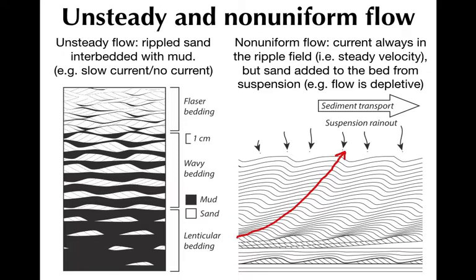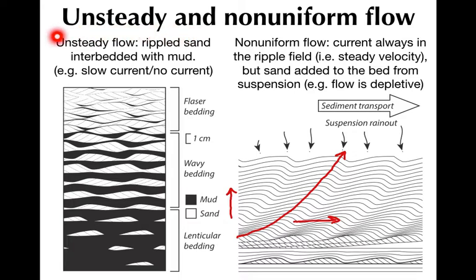The angle of climb is related to the rate at which the bed grows in height versus the rate at which the ripples migrate downstream. So this is a typical feature of non-uniform flow where the flow is depletive, it's spreading out, and as a result of spreading out, you rain sediment out from suspension on the bed below.